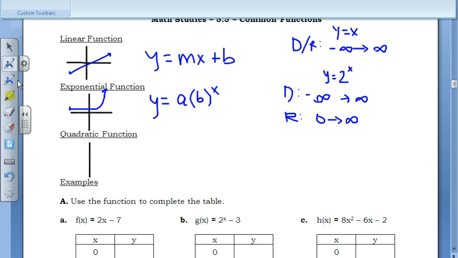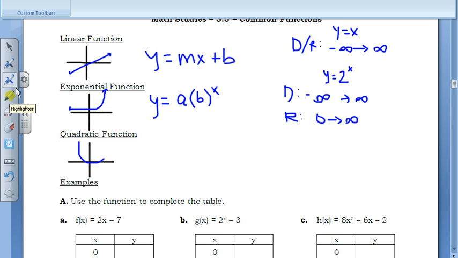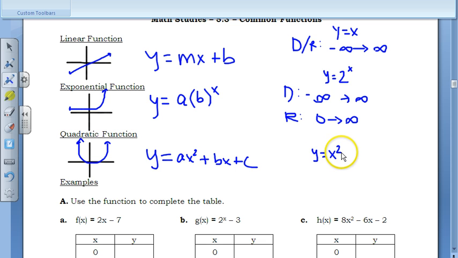Finally, the quadratic function. For the parent function, the shape of the graph is the parabola, the U shape. The general format for one of those is ax squared plus bx plus c, and the parent function is generally y equals x squared. The domain of that graph would be negative infinity to infinity. Again, it keeps going forever, horizontally, both positive and negative. The range is just like the exponential function. It doesn't go below the x-axis, and it keeps going up forever.